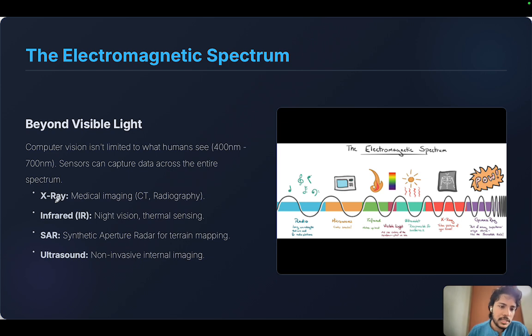SAR, synthetic aperture radar, for terrain mapping, is basically used by satellites. It is a powerful wave which can penetrate through the clouds and easily reach the Earth's surface and reflect back, so they can clearly identify the structure of the Earth, and with the help of software they can create a 3D map of our Earth.